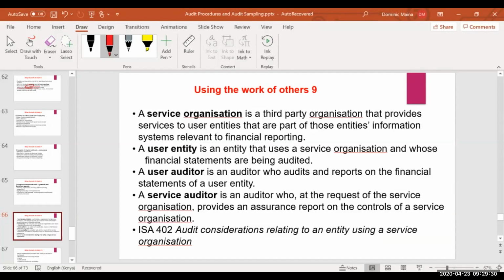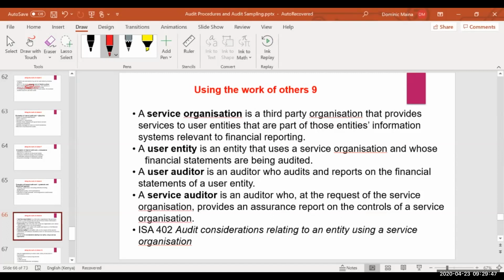So the question is, why is it relevant to you as an auditor to become aware of it? Because as you audit your client, you're also going to be auditing the work that was done by that service organization.